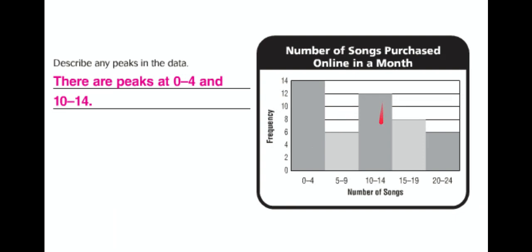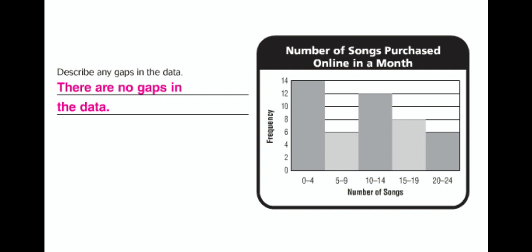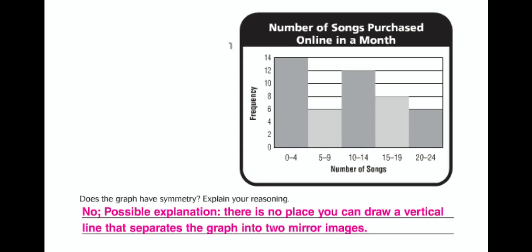And this would also be considered a peak. It's kind of sticking out. It's like a really tall skyscraper in a city. So next, are there any gaps? Hopefully you wrote this in a complete sentence, but that is what you could have written. There are no gaps in the data.